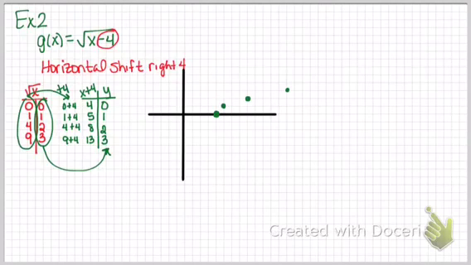So just go off your graph a little bit, or even if you don't, you've got 3 points. That's enough to get the general shape. And remember, a square root graph looks like that. It only continues in one direction. And so that's how we graph a horizontal shift.